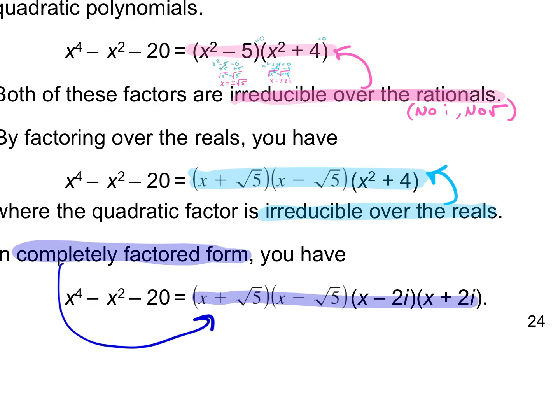So just pay attention to the way that WebAssign and the tests ask the questions. Pay attention to the wording. If it's irreducible over the rationals, don't put i's and don't put square roots in your factored form. Go back to the step before that you got those i's and the square roots. Irreducible over the reals, you can have square roots but no i's. So it has to be real. And then completely factored form, every answer can get its own parentheses.